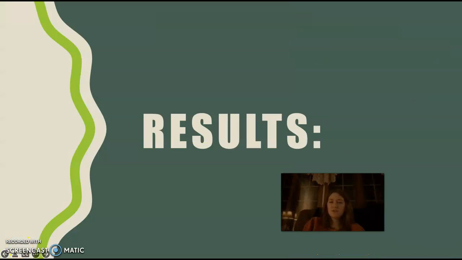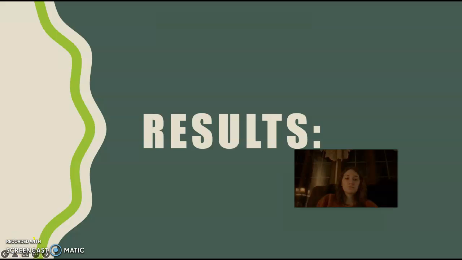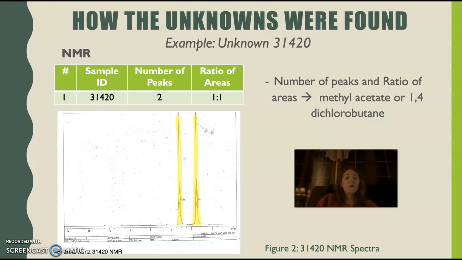So what were the results of our experiment? How were the unknowns found? This is example unknown 31420. First, you can use NMR. This is the data for that unknown.